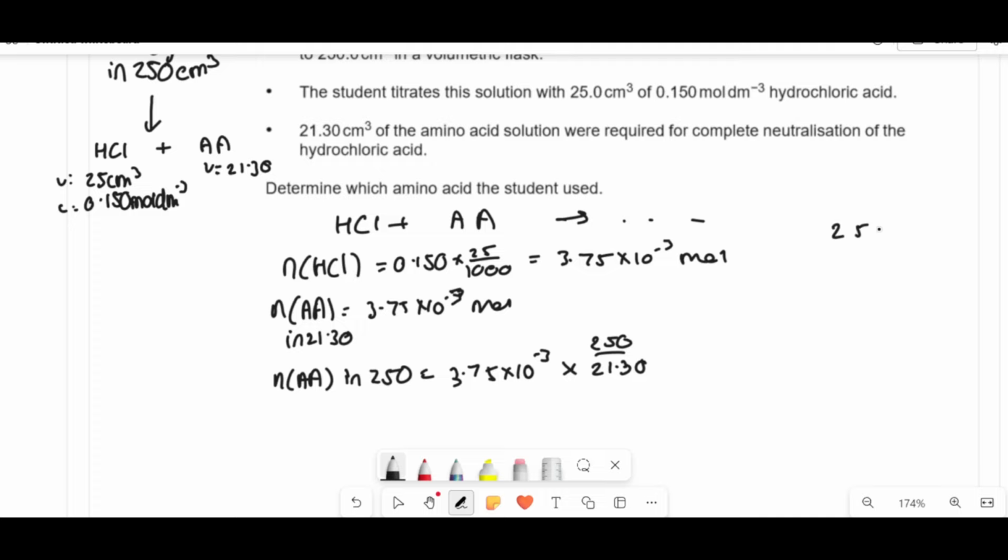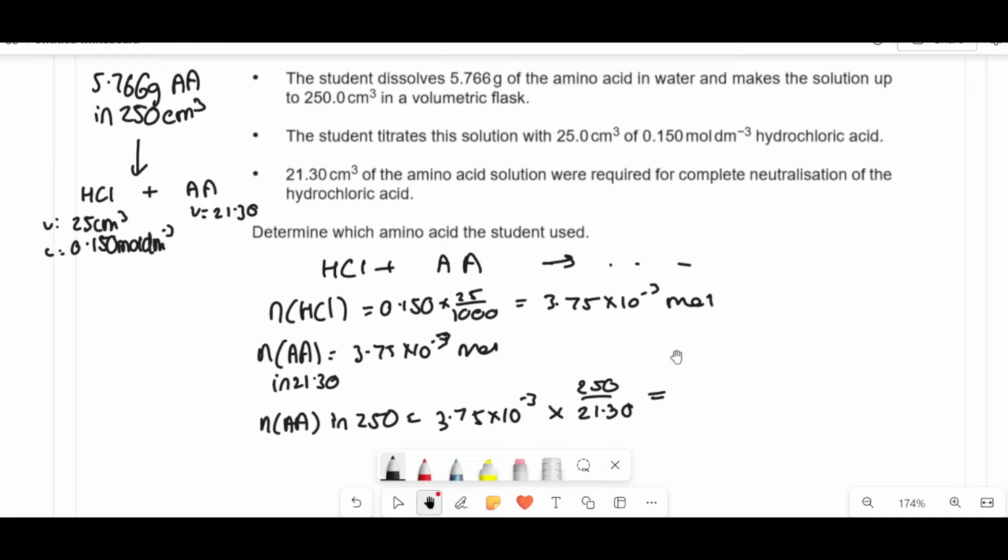Because if it was 250 and it was 25, then you would just times it by 10, 250 over 25. In this case, it's not. They've actually used 21.3, and this has purposely been put there to catch you guys out because you don't read the question, and you're like, oh my God, I got it wrong. If you do that, you end up getting 0.0440 moles.